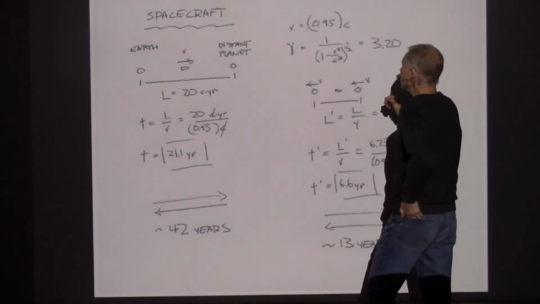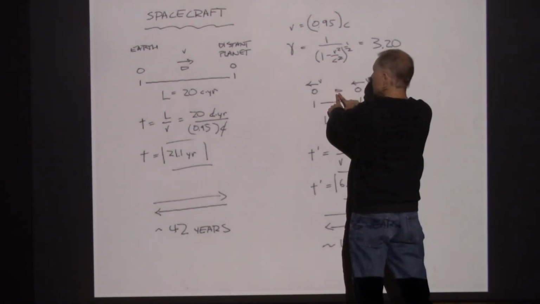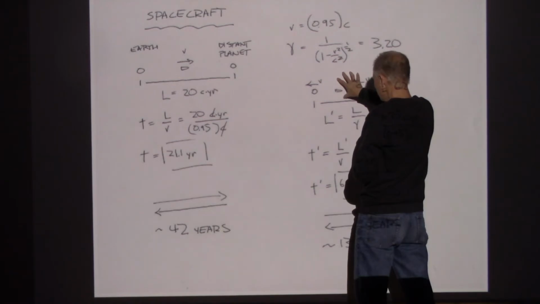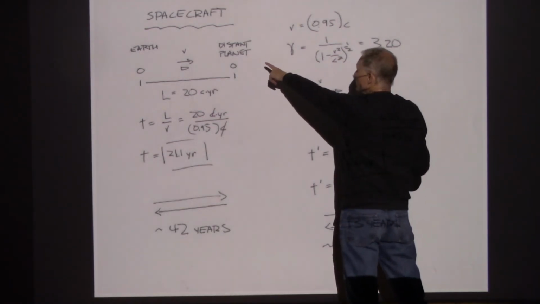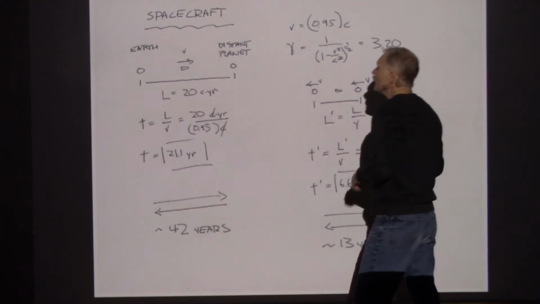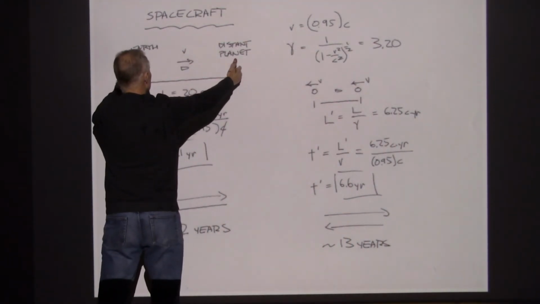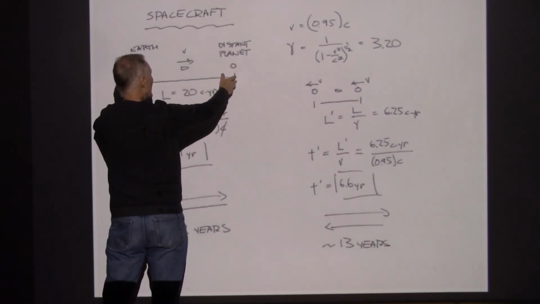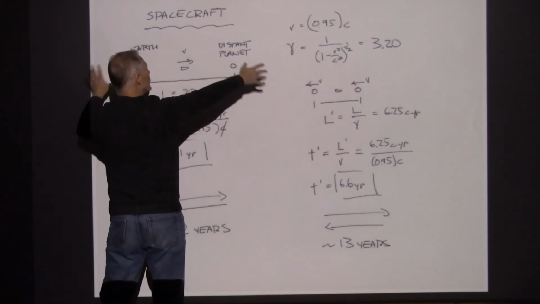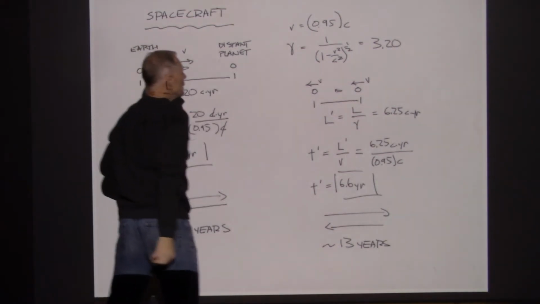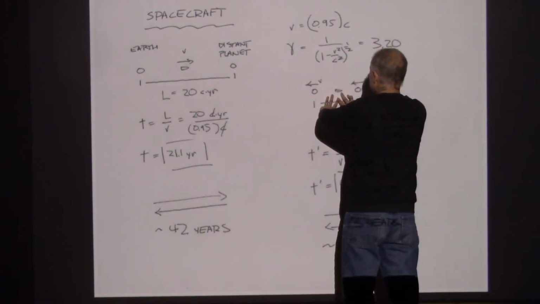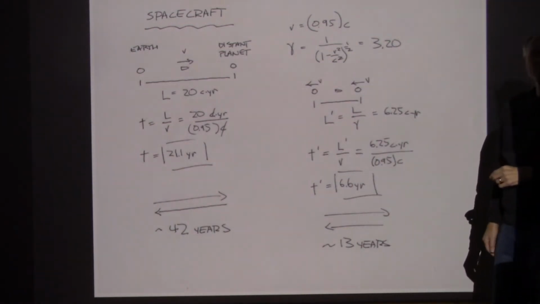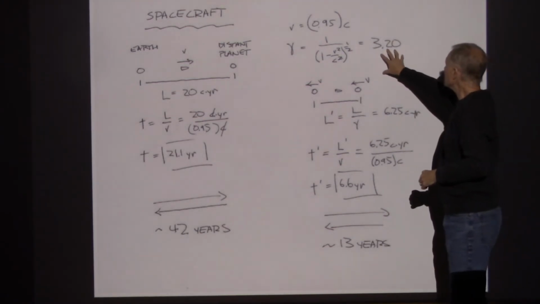So what we can do then is move into the spacecraft reference frame. Now in the spacecraft reference frame, the spacecraft is at rest, and it's the Earth and the distant planet that are in motion. The distance between the Earth and the distant planet is 20 light years in the reference frame of the Earth and the distant planet. This is like a really big meter stick. But in the reference frame of the spacecraft, this really big meter stick is going by at 0.95 c, and as a result, there's going to be a length contraction.